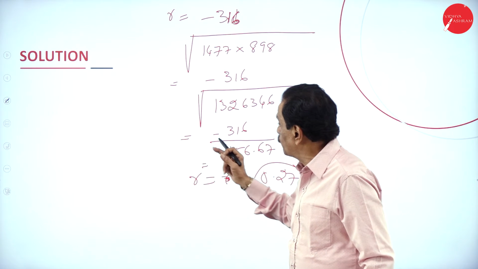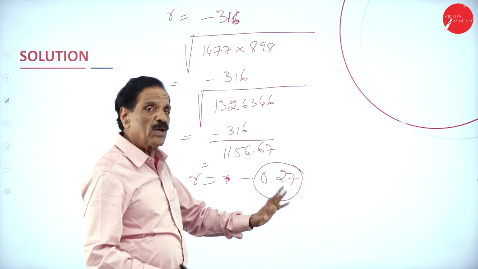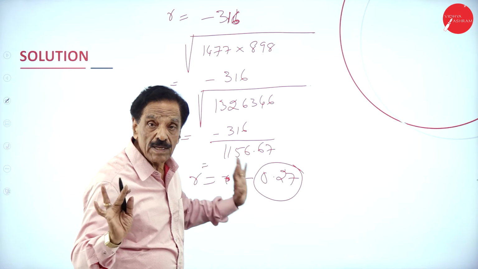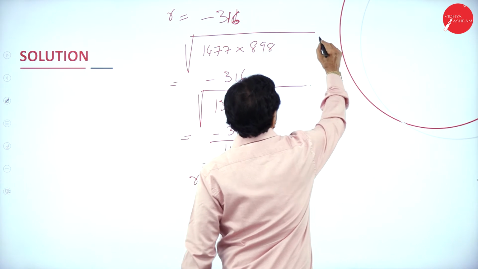In the last session also we did the same thing. So you must be very careful. The negative will come. Less than 1 it can come, but not more than 1. Correlation is not more than 1. Then probable error.